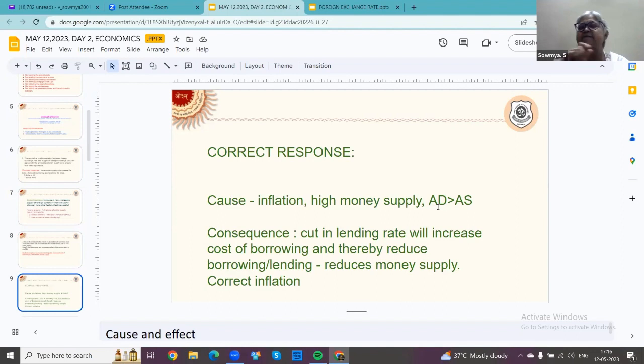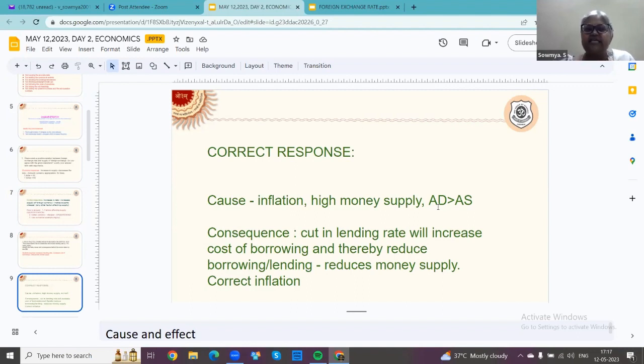So then cause, these are the keywords expected there, like inflation, high money supply. The moment the evaluator sees those words, they know, okay, the child has understood the concept, right? Maybe grammatical errors could be there, spelling errors could be there. But the moment we see these keywords, we know the child has understood the concept really well, and automatically we start giving marks. The flow sets in, right?